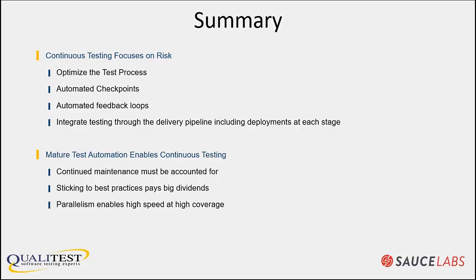Mature test automation enables continuous testing. Tests need to be maintained and must be accounted for. We need to use the best practices to implement parallelization that Nikolay talked about, and those were keeping our tests atomic, one script, one test. We don't want multiple things tested in the same script. We want our tests to be autonomous. We don't want our second test to be relying on the results of our first test.